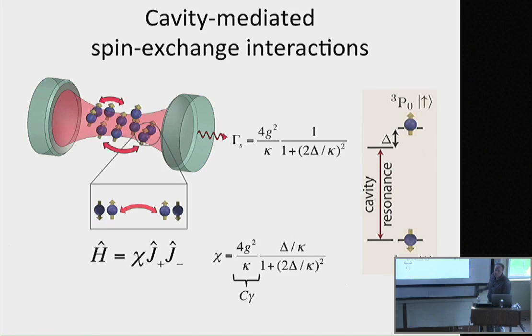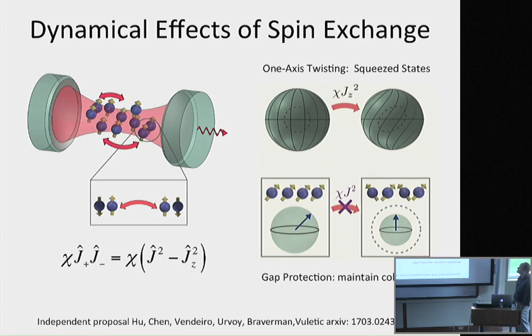Okay. Again, we're going to do this on the triplet P0 to singlet zero transition. This is the millihertz line of transition. I'm going to skip over that. Let me talk about what is the effect of this Hamiltonian.